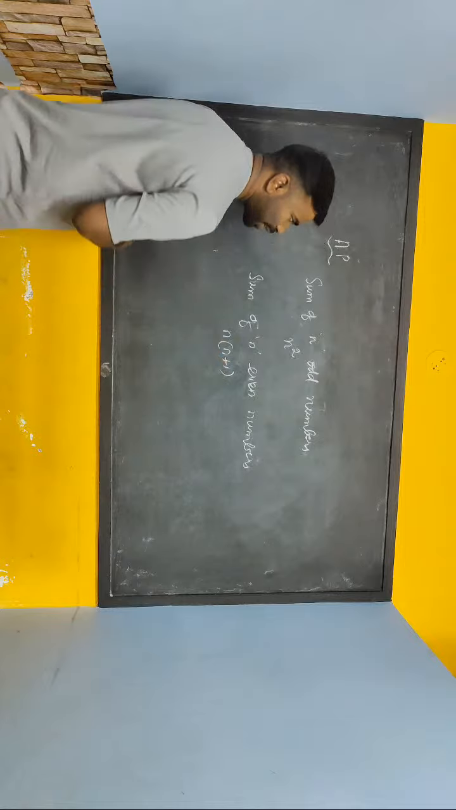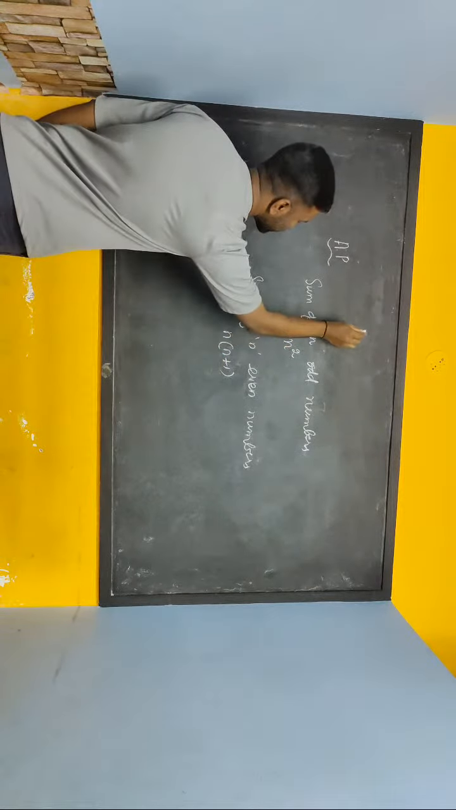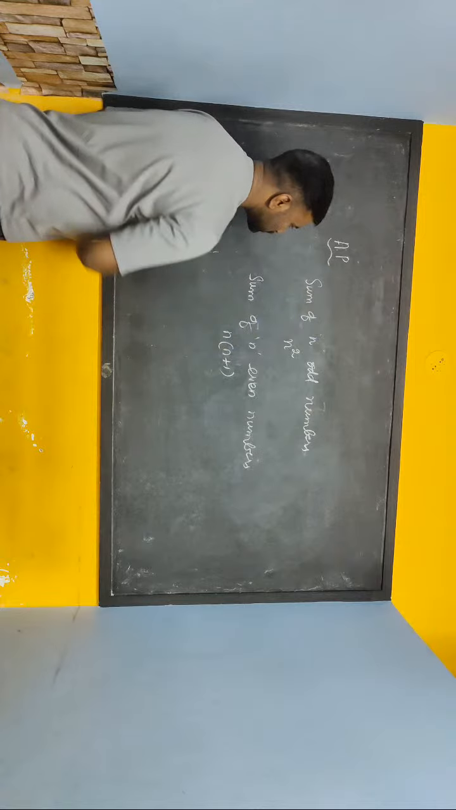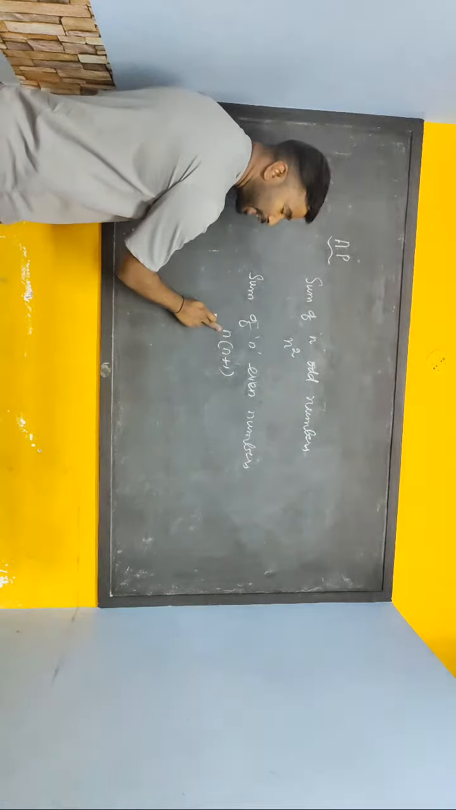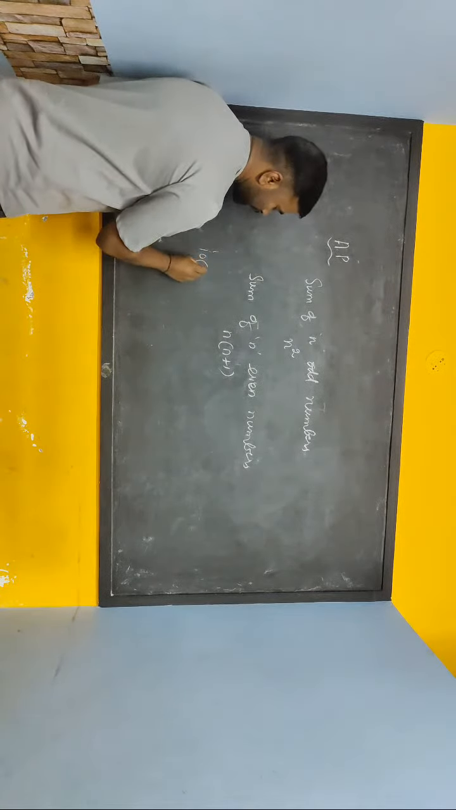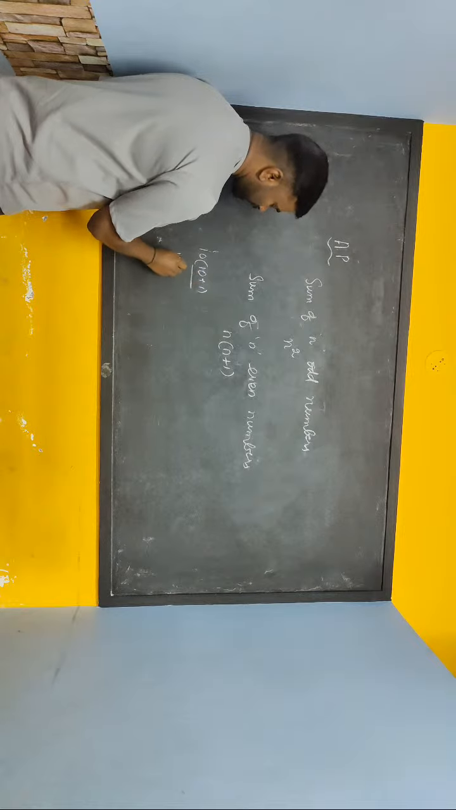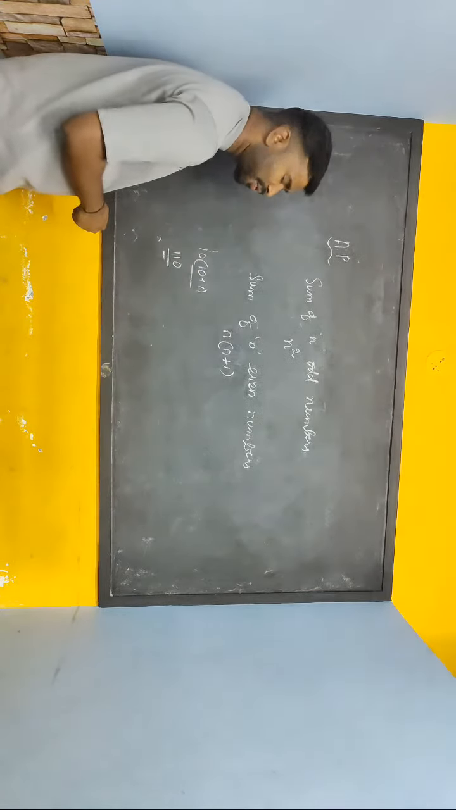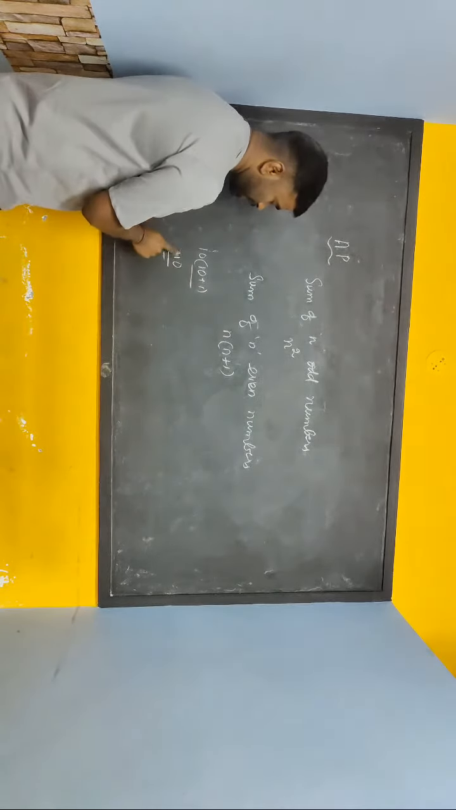If you want to find the sum of 10 odd numbers, that means 10 square. What you get is 100. The same is for the sum of 10 even numbers. Replace n by 10: 10 into 10 plus 1. That is, 10 plus 1 is 11. 11 10s are 110. The sum of 10 even numbers is 110.